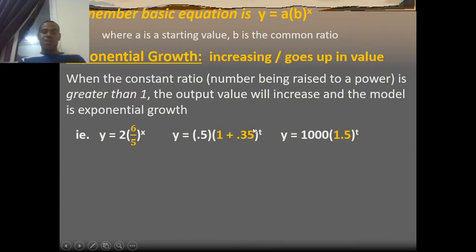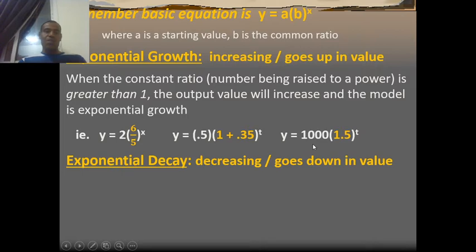to the power t. T here is the number of periods of time or number of years or something like that. 1 plus 0.35 gives 1.35, which is more than 1. So the ratio b is more than 1, the output value y will increase, and the model is exponential growth. For the third, y equals 1000 multiplied by 1.5 to the power t. This is also called the model of exponential growth.